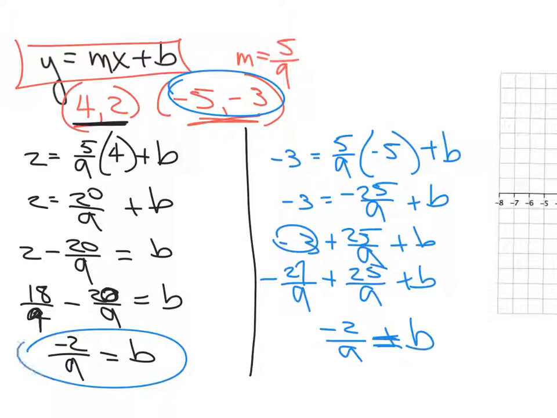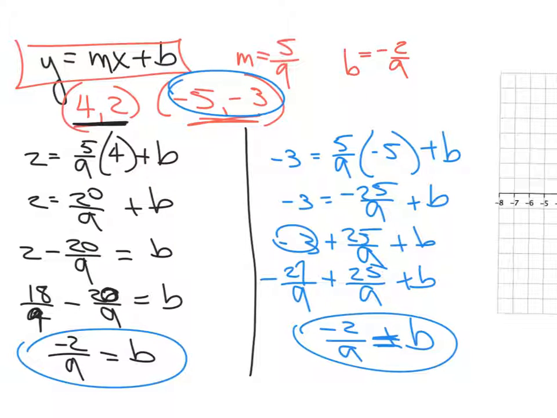Alright, so notice, whichever point I chose, it doesn't matter if I choose this point or this one, I'm going to get the same b. Okay, so let's put that up here in red. b equals negative 2 over 9.